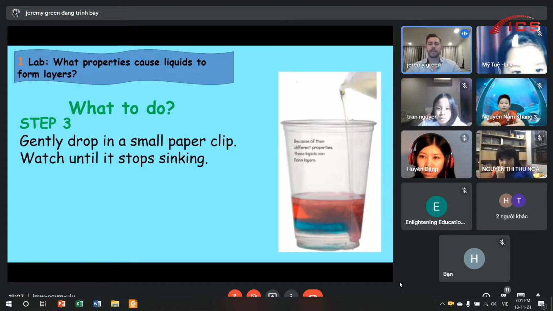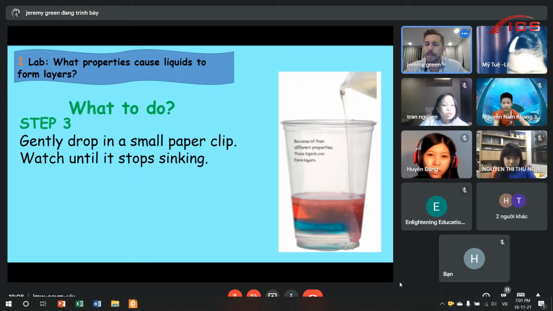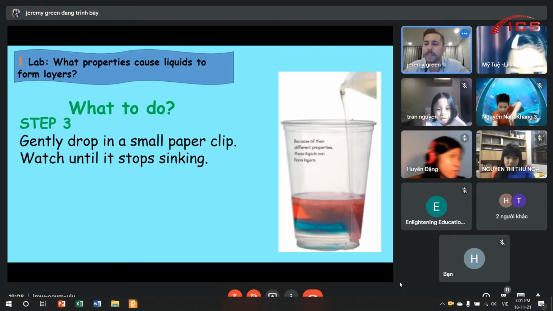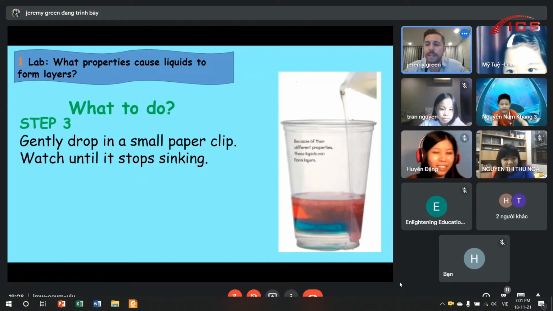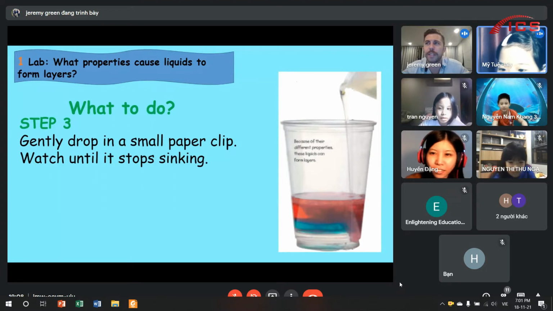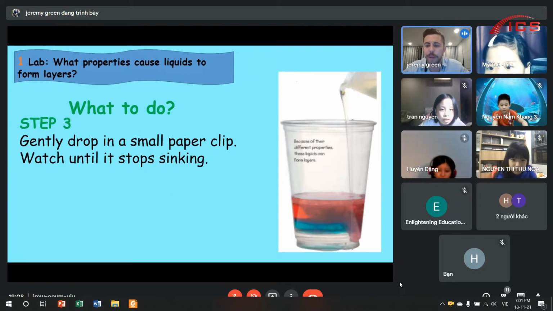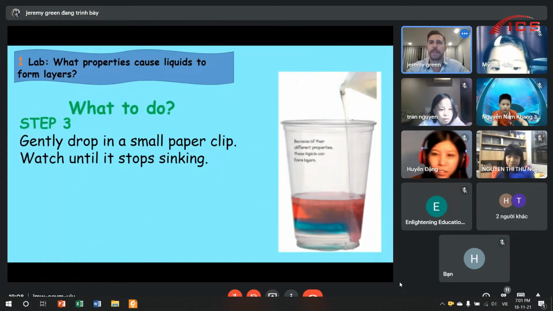So we drop the paper clip in, and do you think it will go very shallow or will it go deep? What do you think? Deep. You think the paper clip will be high up in the cup or low? I think it might go deep. I think so too, because it's metal, so it might be a bit heavier than the other ones. Okay, so that's the paper clip.